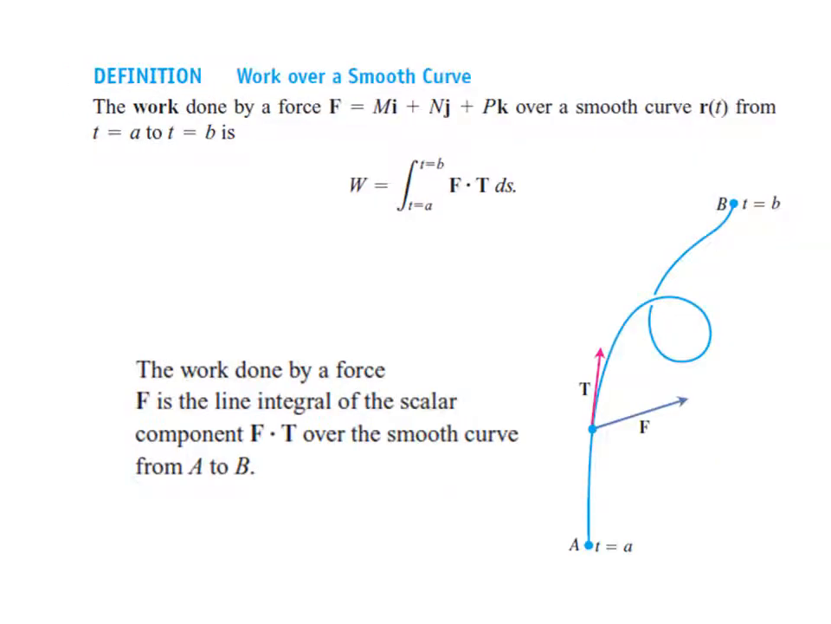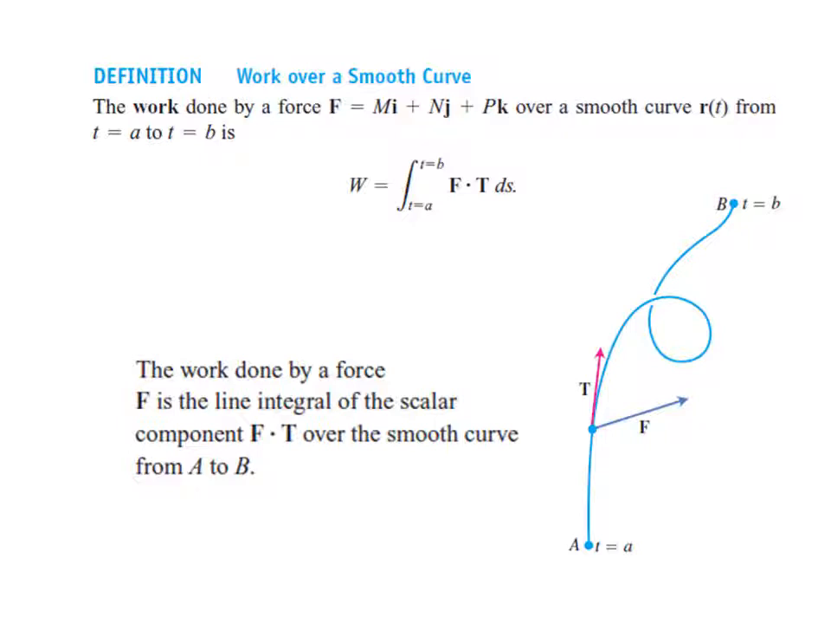Let us move to the definition of work over a smooth curve C. Let F be a vector field, R of t be a position vector of the smooth curve C from t equal to a to b, and capital T be the tangent vector, which gives the direction to the curve C.